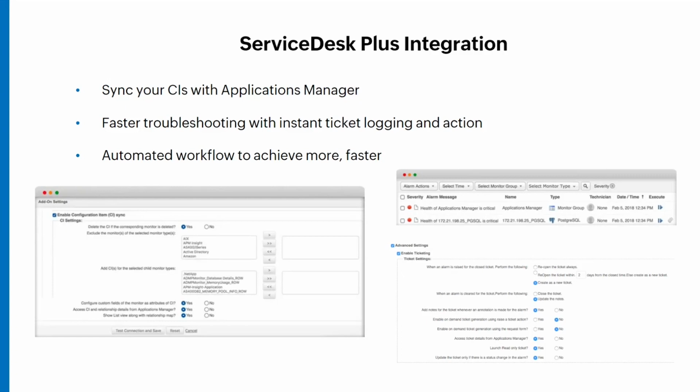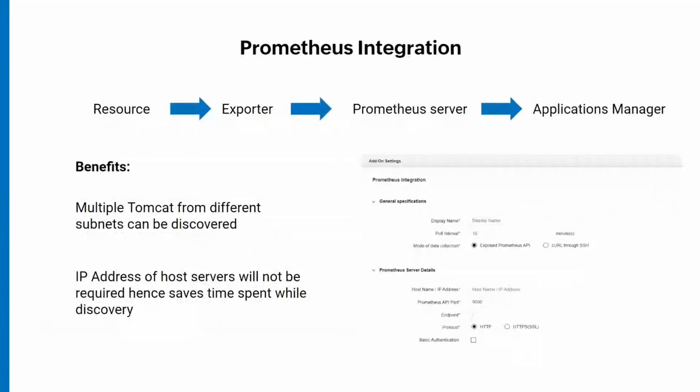Now let's move on to Prometheus integration. So with the help of this integration, you can auto discover all the Tomcat servers in your infrastructure, and you can add them as individual monitors in Applications Manager. As of now, we support Prometheus integration only for Tomcat servers. We'll be adding other servers soon, and it's in the pipeline.